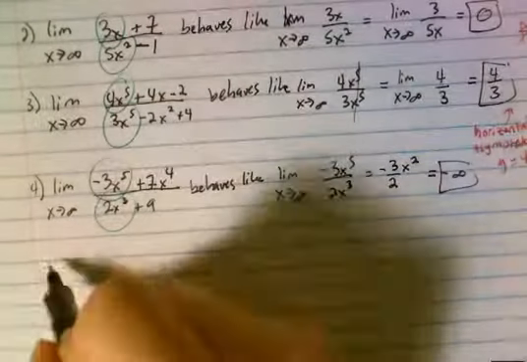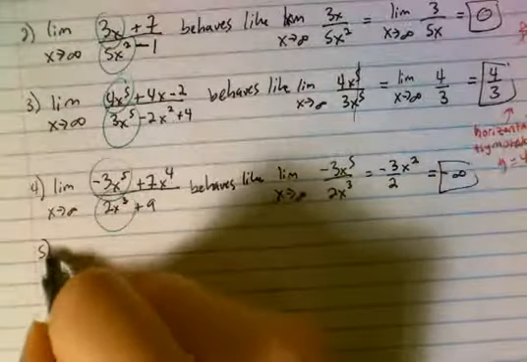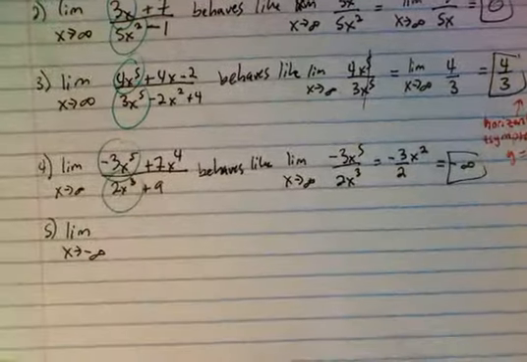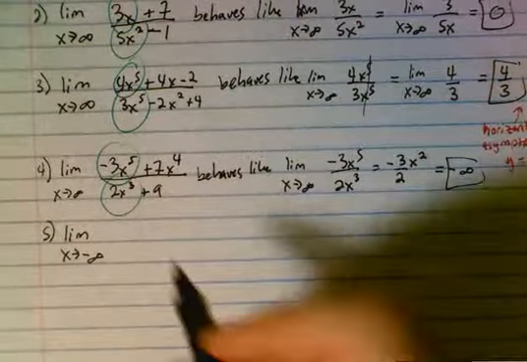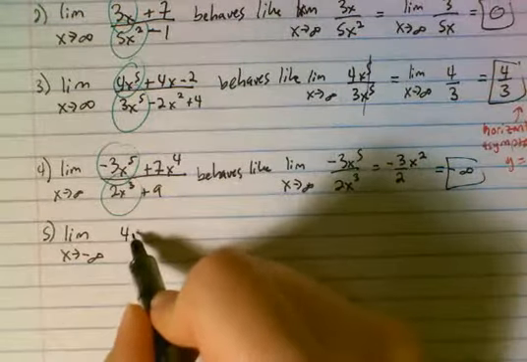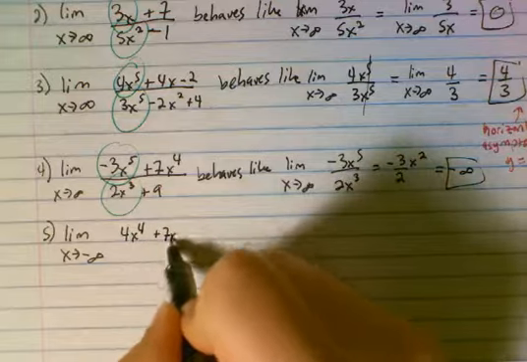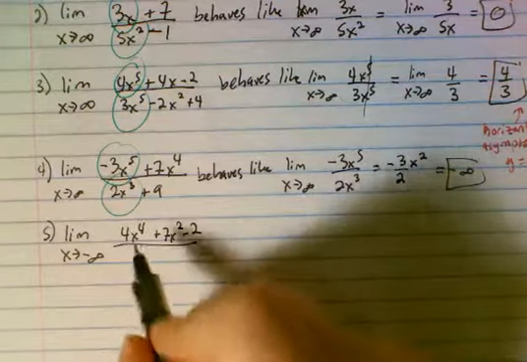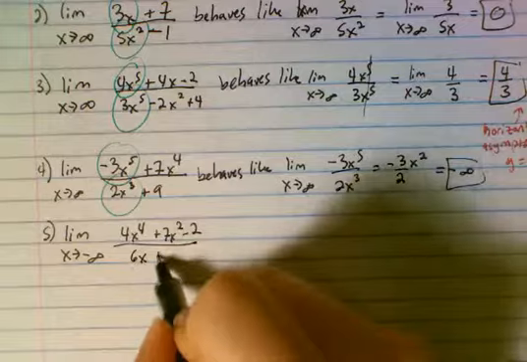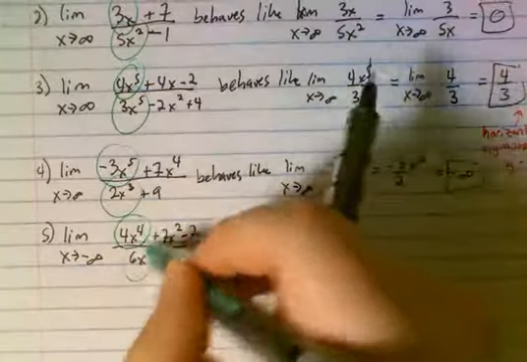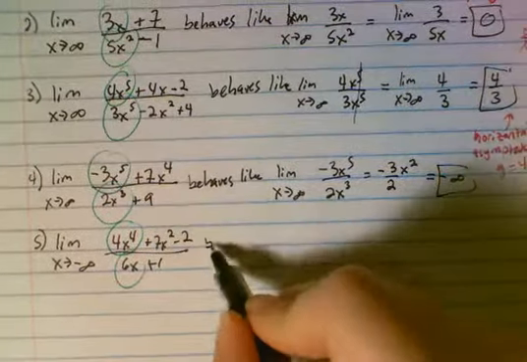We can also work with problems where we are taking a limit as x approaches negative infinity. Same idea, it's just we might have a different sign. So let's say our function is 4x to the 4th plus 7x squared minus 2 all over 6x plus 1. That means these are our terms to the biggest exponents.